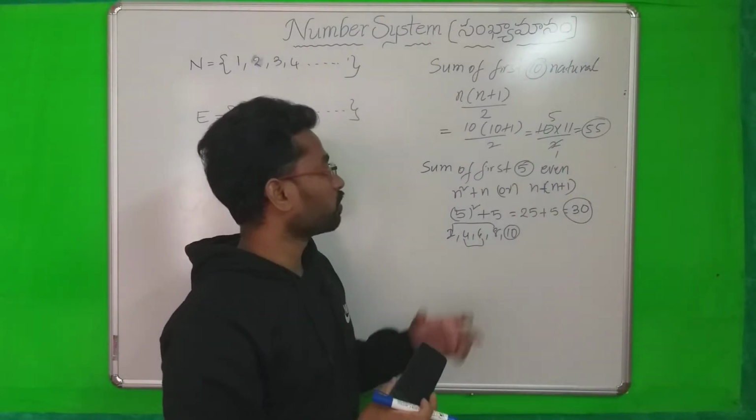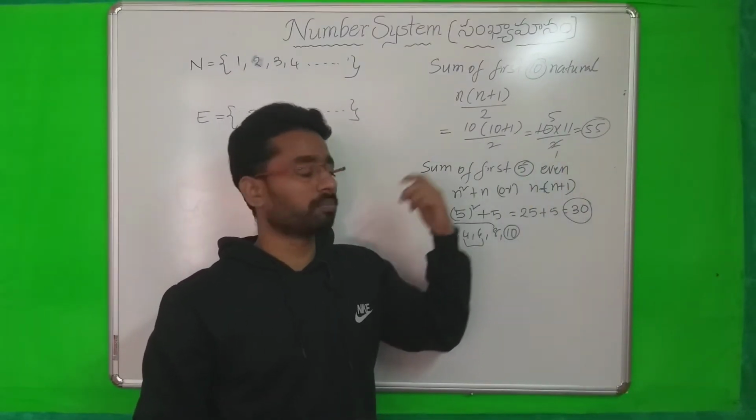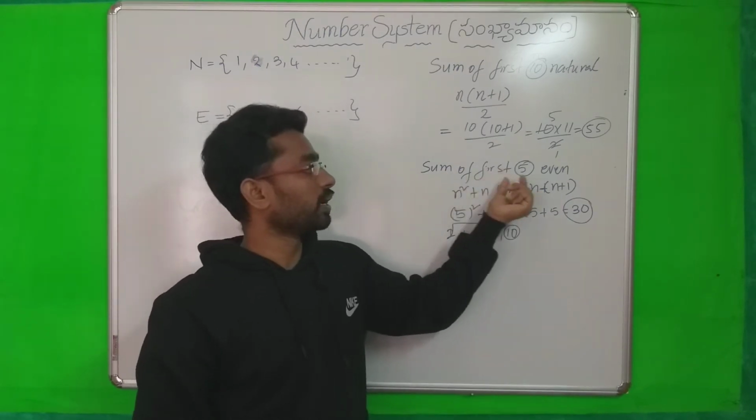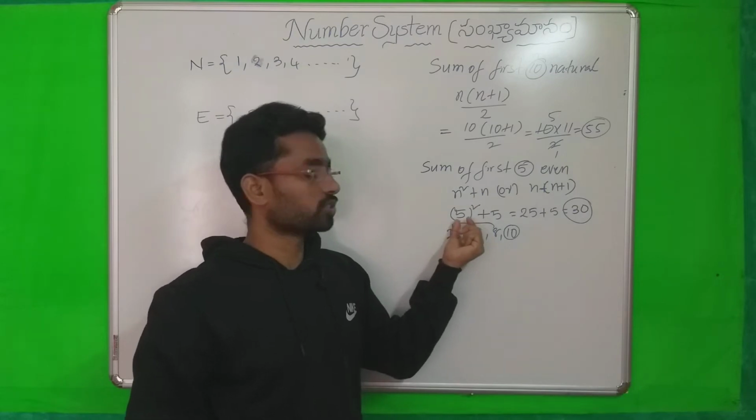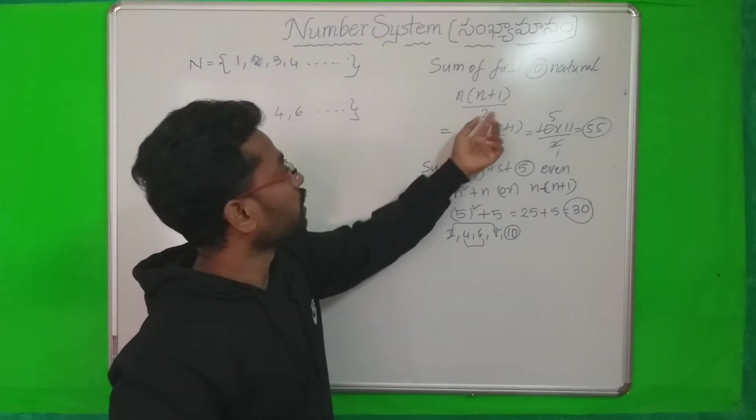So what is the formula for the sum of first n even numbers? n square plus n. You have to substitute the 5. So here also this one.